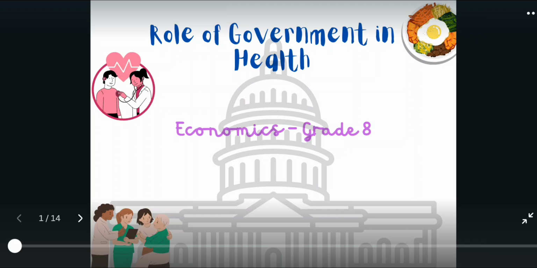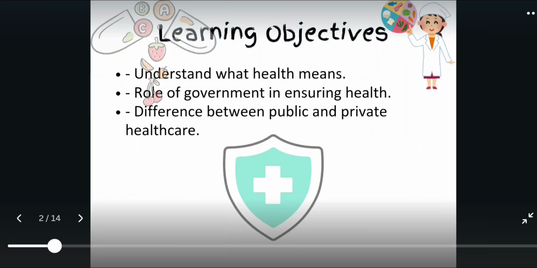So let us understand how our government is helping in keeping the public healthy and what measures or schemes they have related to health. The learning objectives for our lesson are to understand what health means, the role of government in ensuring health, and the difference between public and private healthcare.